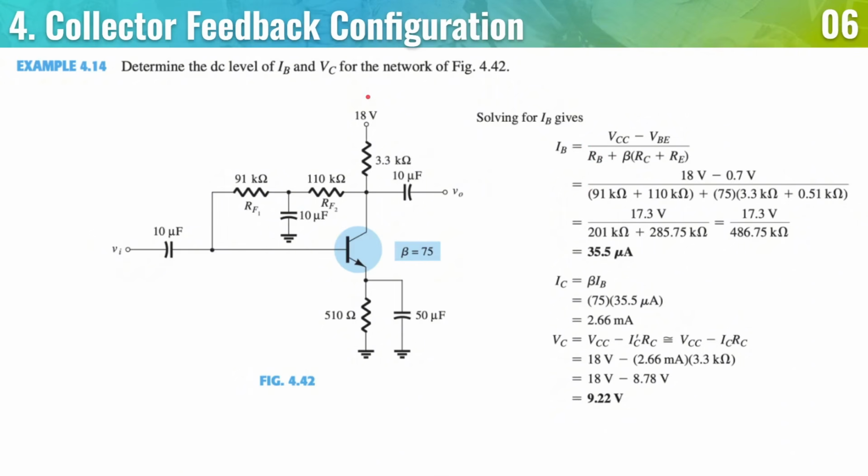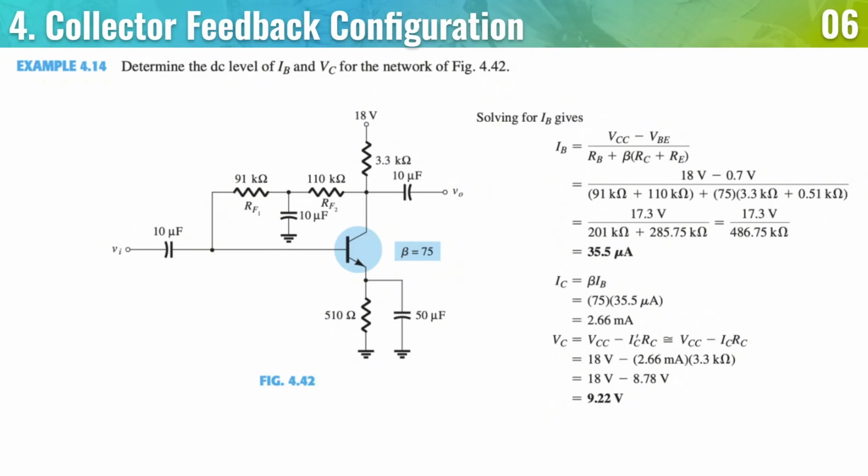So again, VCC minus the drop, and then you have the base resistors copied as is. So that is 91 plus 110, and the resistors that are not at the base. So that is 3.3 kilo ohms plus 0.51 kilo ohms. Remember, before you add them to the calculator, make sure they are the same unit. And then you multiply it to the beta, which is 75. That is how you get 35.5 microamperes.